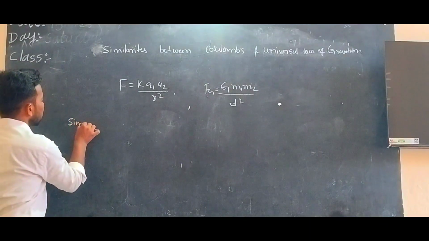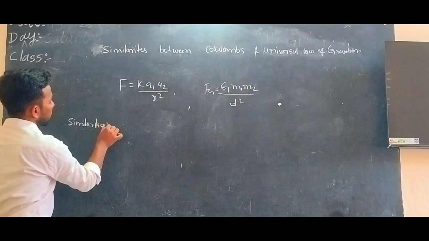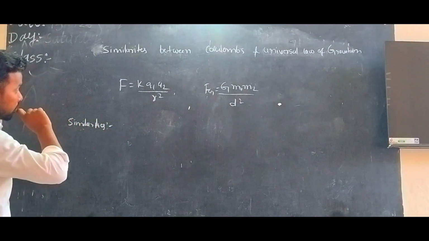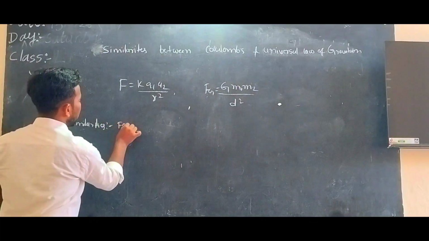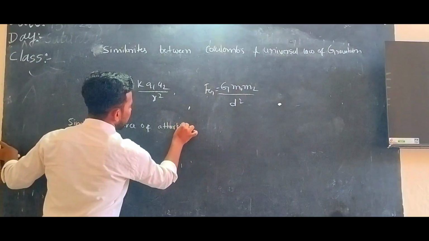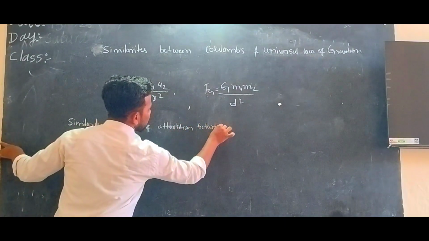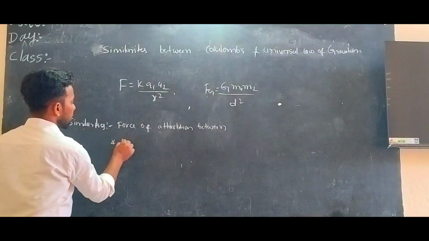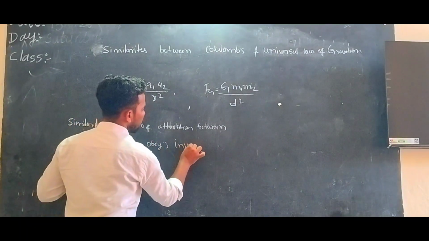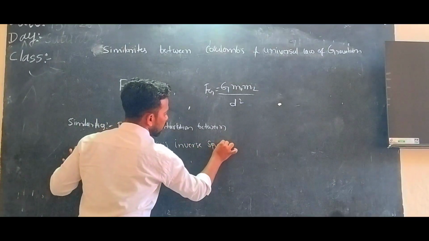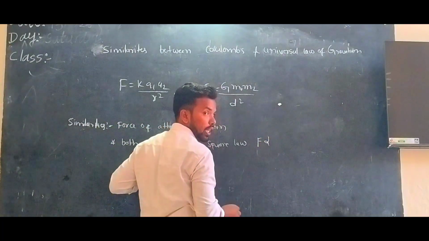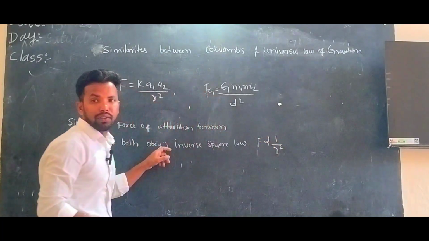Similarities between the two laws: both describe the force of attraction between them, and both obey the inverse square law. The inverse square law says F is inversely proportional to the square of the distance between them.